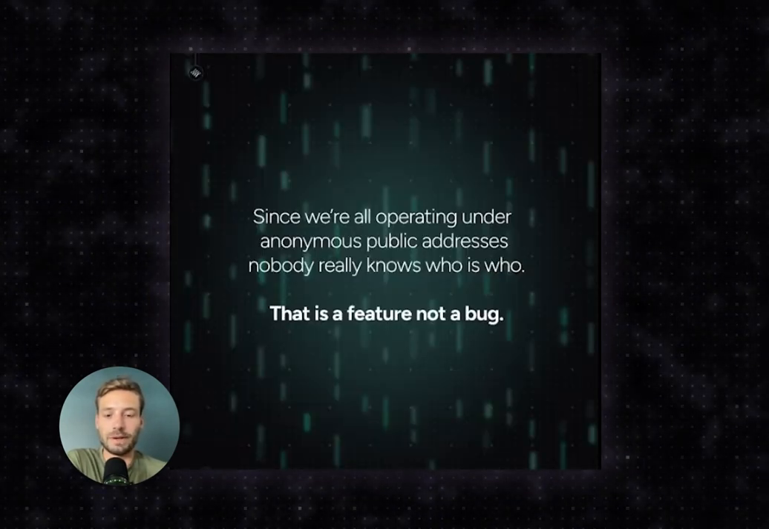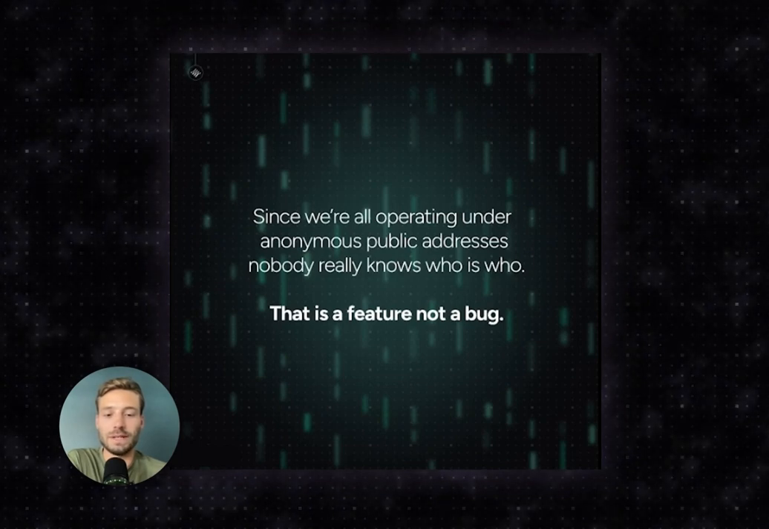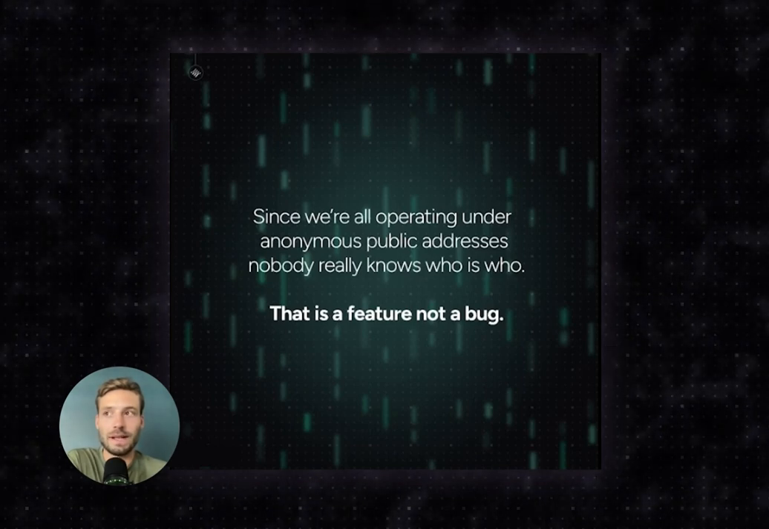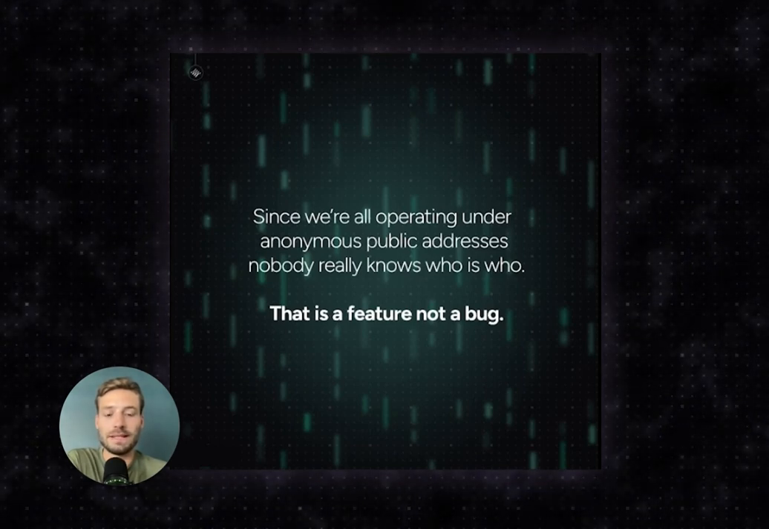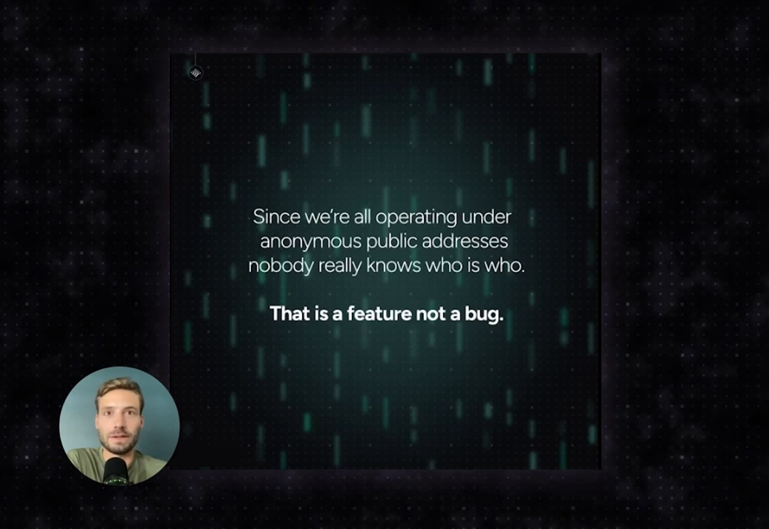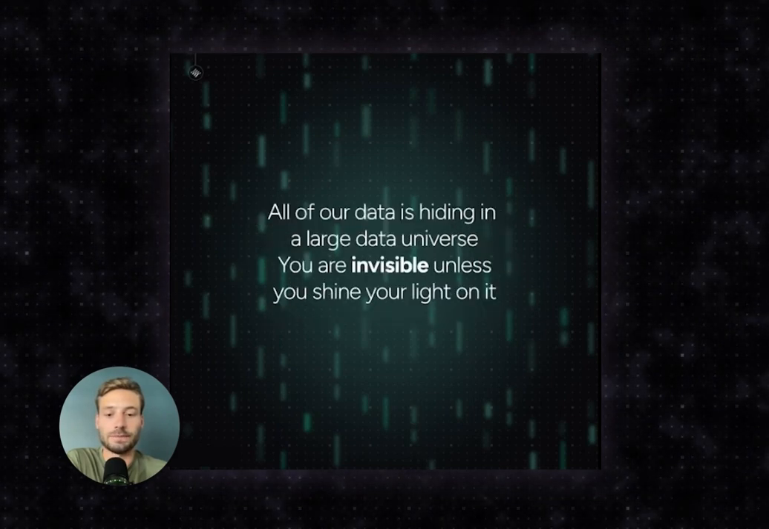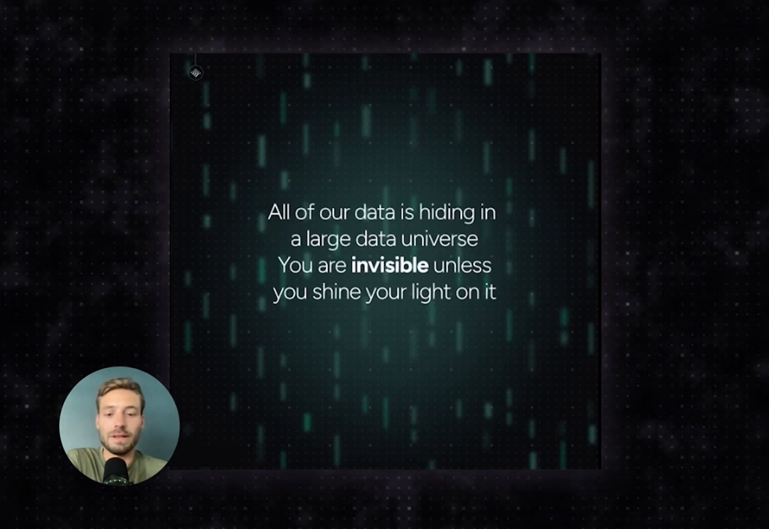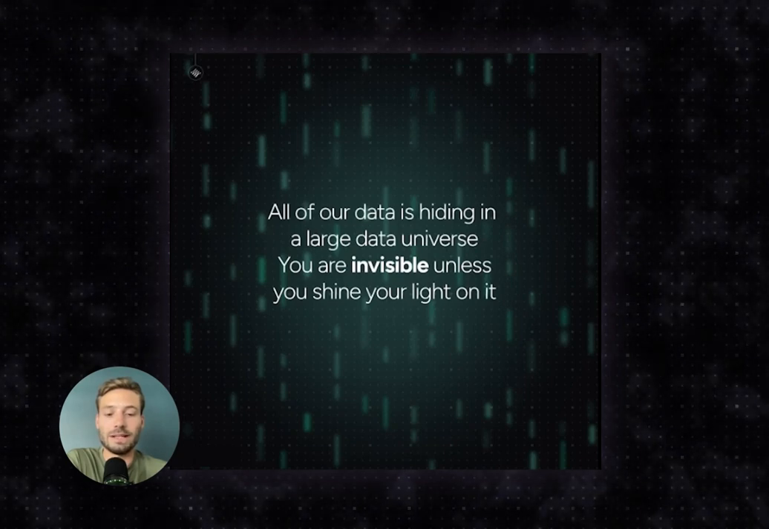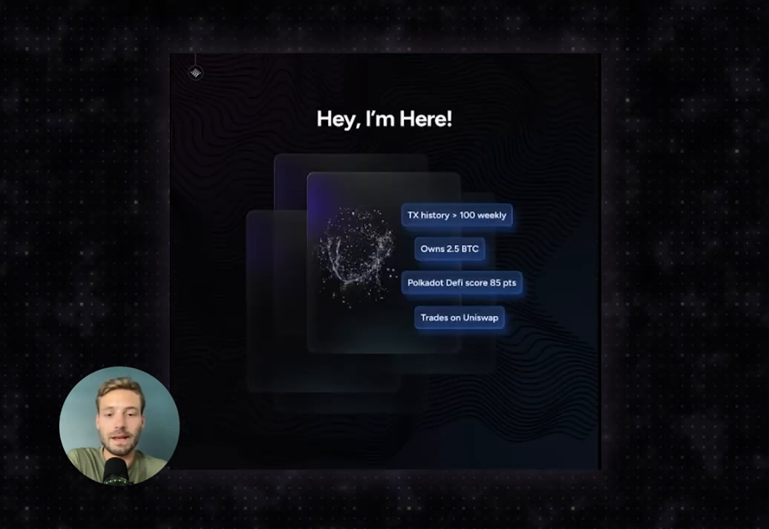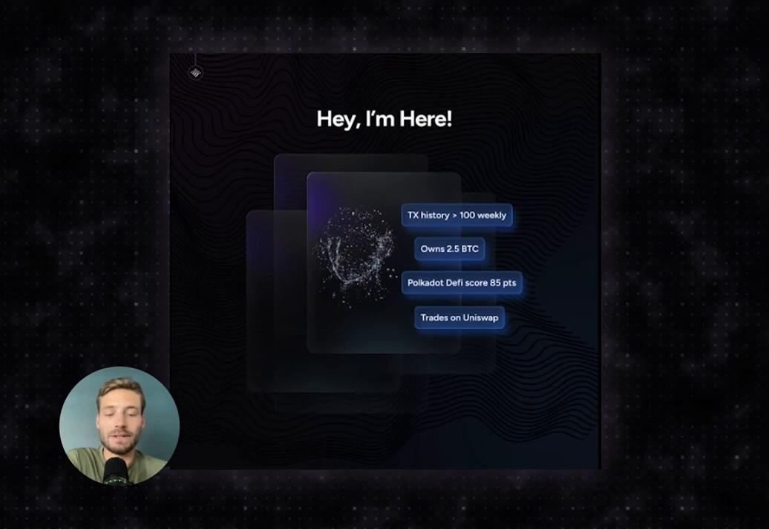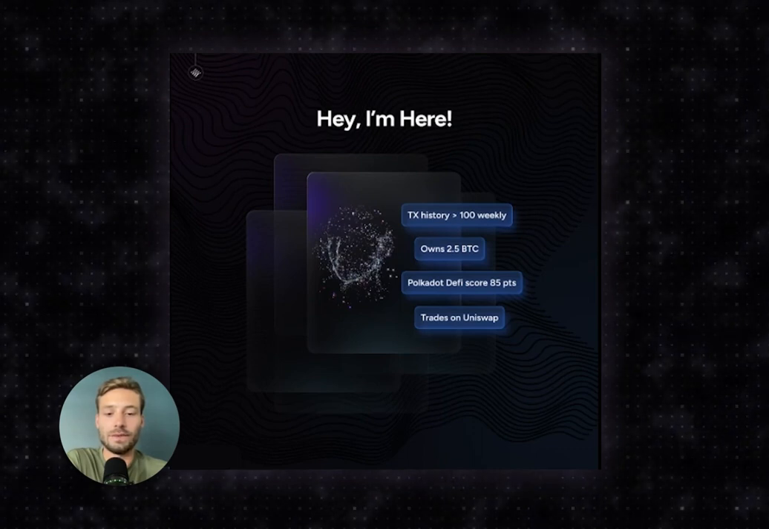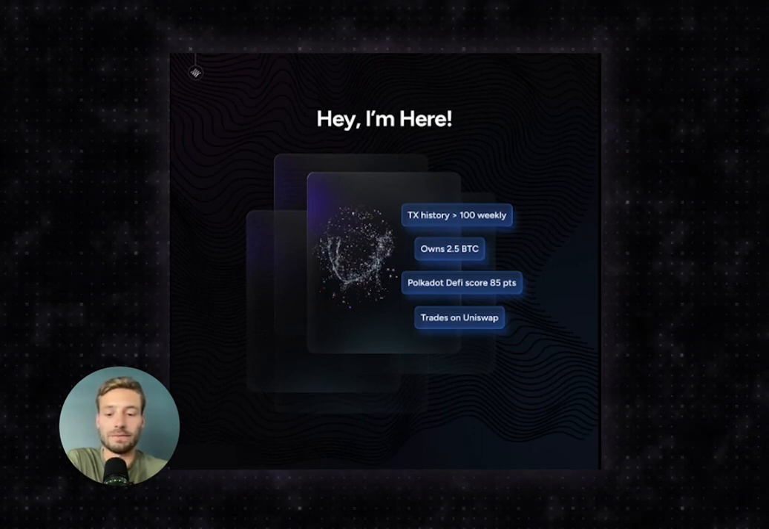Since we're all operating under anonymous public addresses, nobody really knows who is who. And that's a feature, not a bug. Many native crypto users have truly adopted pseudonymity since the beginning, under the lead of Satoshi, one of the inventors of blockchain. All of our data is hiding in a large data universe, and you are invisible as long as you don't shine your own light on it. When you are sharing a public address, you're essentially saying, hey, I'm here. And there's many more data related to that public address on itself.